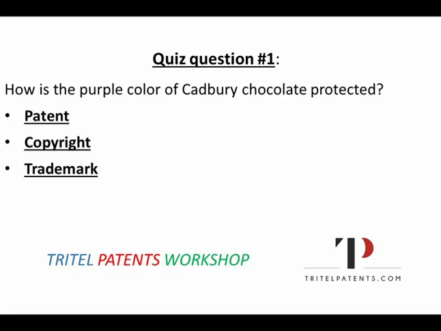Question number 1. How is the purple color of Cadbury chocolate protected? A patent, a copyright, or a trademark? And the answer is it's covered by a trademark. It's a way of protecting the reputation of Cadbury and preventing you from confusing Cadbury chocolates with other companies.